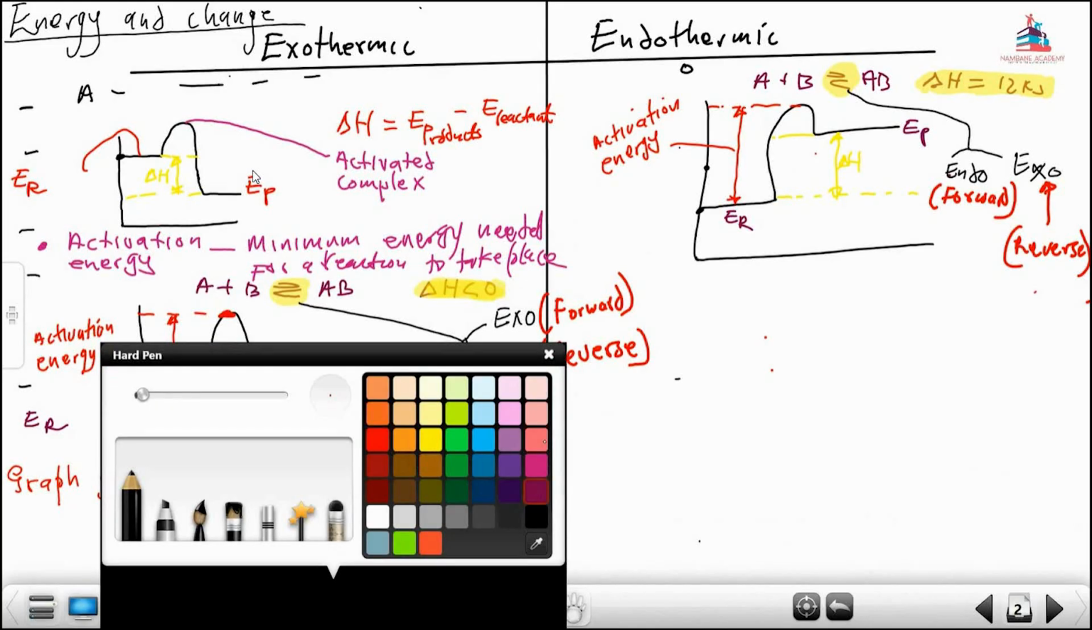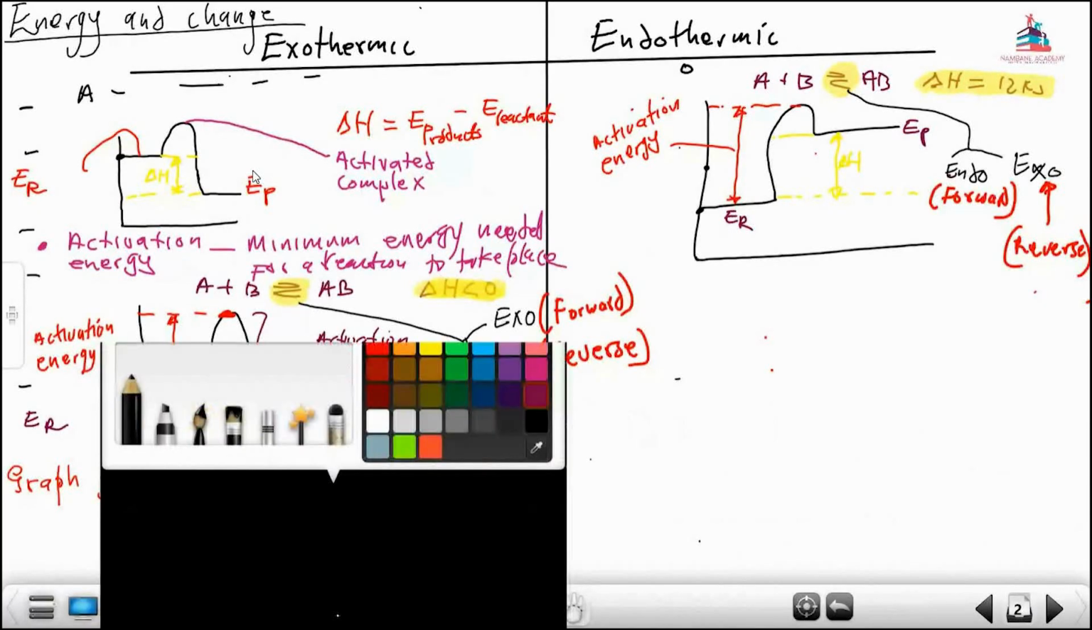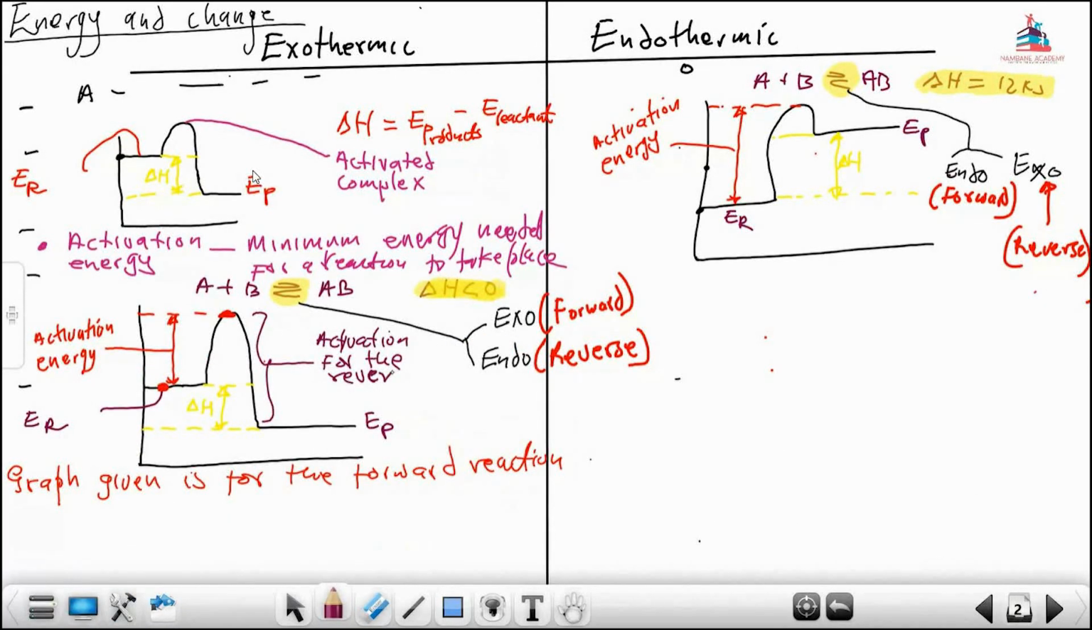But if I am asked now to identify the activation energy for the reverse reaction, it should be this one here. So it should be activation energy for the reverse reaction. So that is how this basically works. So this is now for the reverse reaction.